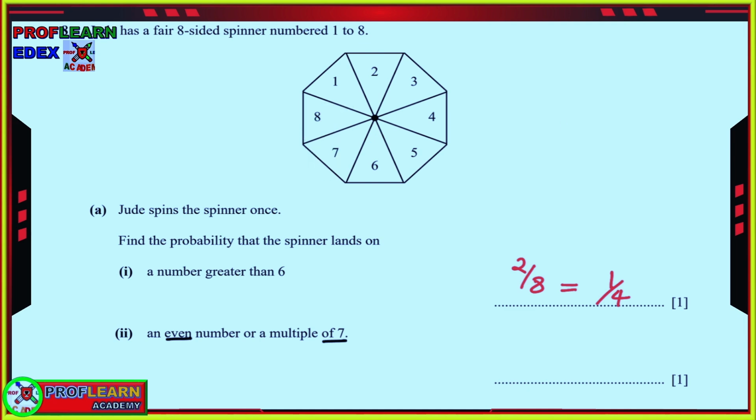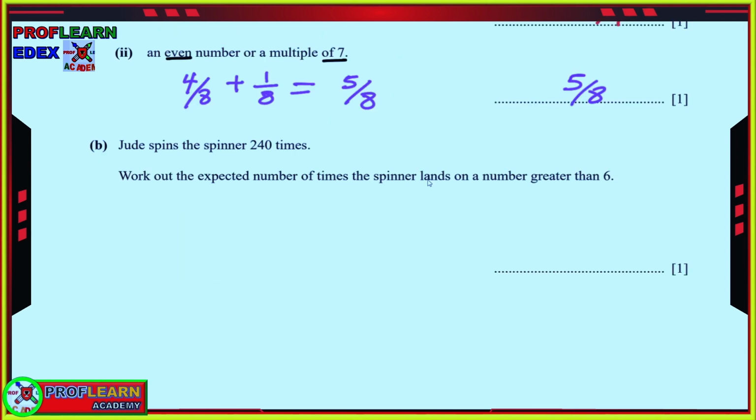So let me identify the even numbers. Even numbers include 8, 2, 6 and 4. How many numbers are those? 4 out of the 8 possible outcomes. So it's 4 over 8 plus 1 over 8, because we have only 7, which is a multiple of 7. Both denominators are the same, so we can add the numerators, 4 plus 1, which is going to be 5 over 8. Jude spins the spinner 240 times.